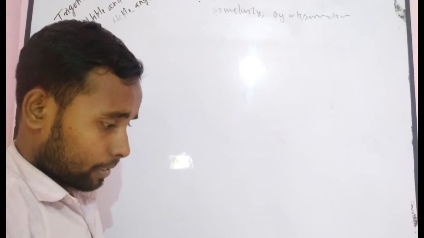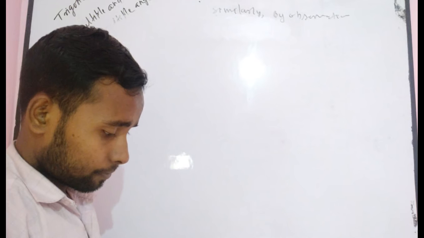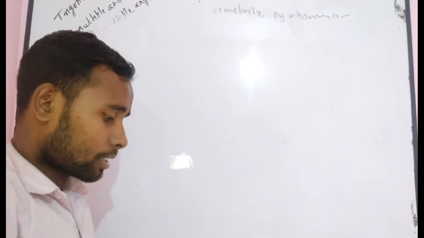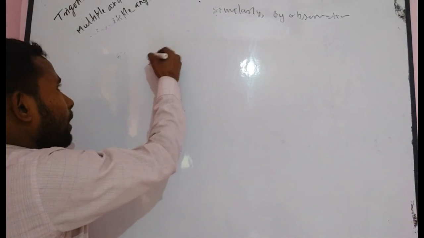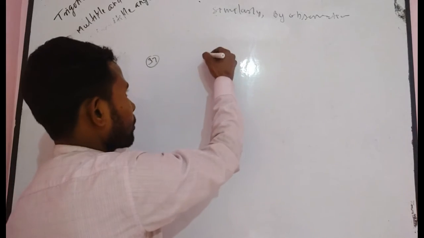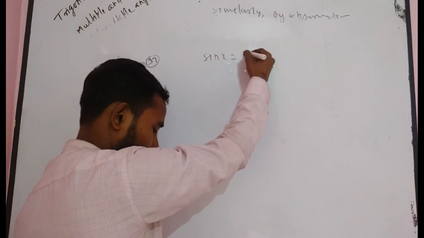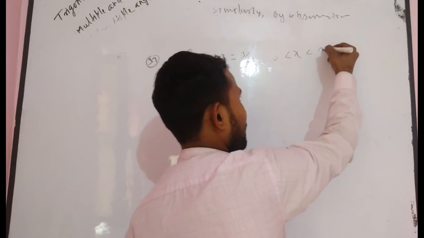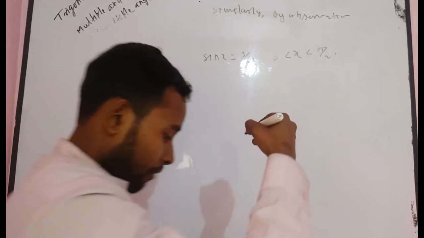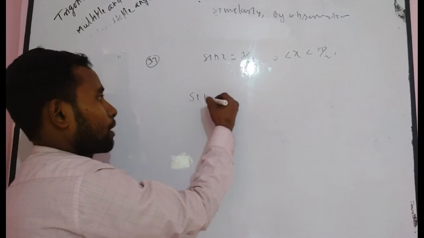Now I take the next problem for you. Next question will be 37. I think this is also very easy. You can solve it. I want to give only a hint. Sin x is equal to 3 by 5, and x is greater than 0 and less than pi by 2. Find the value of sin 2x. What is the value of sin 2x?